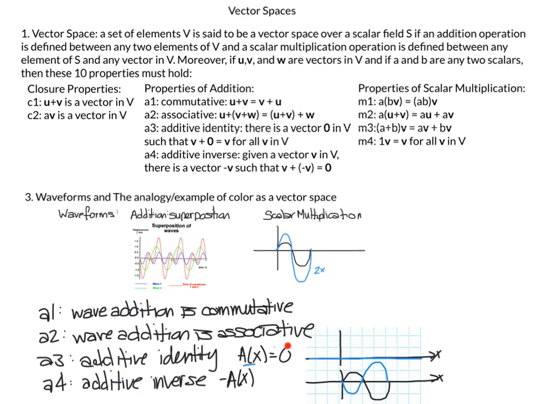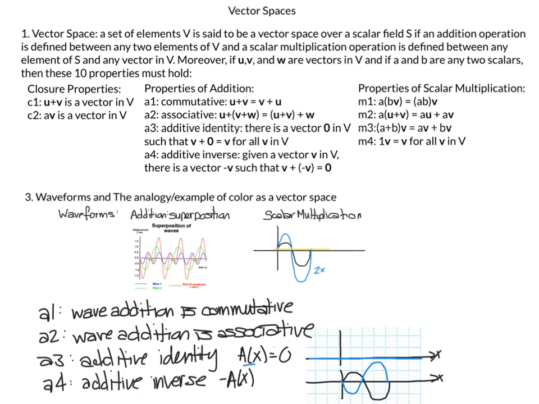The additive identity: if you want to add something to this black waveform and not change it, getting back the black waveform, then you're going to add the zero vector, which I just drew in yellow. So the waveform is equal to 0.